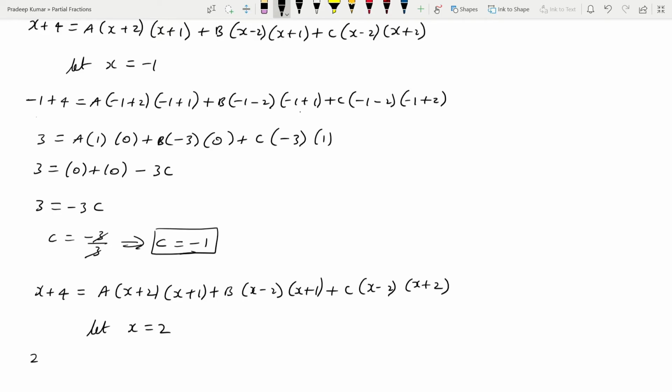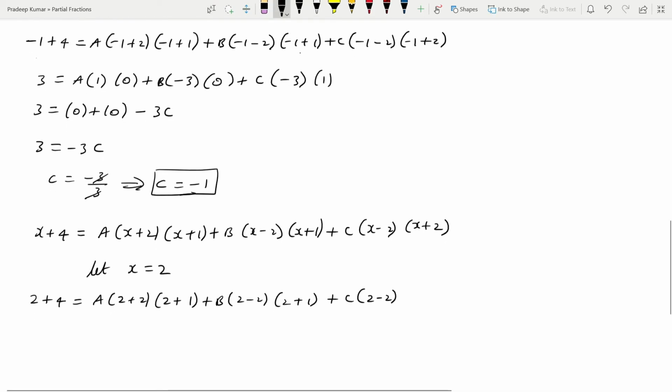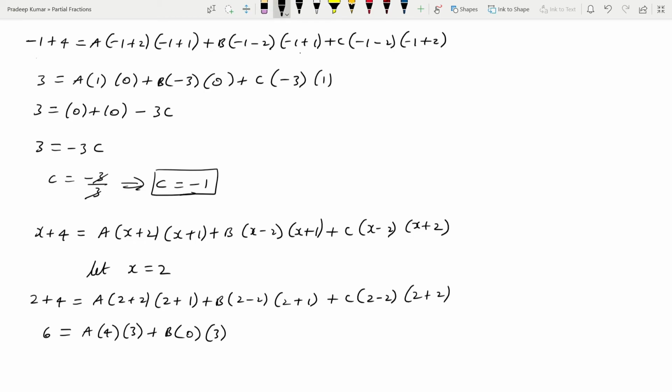So 2 plus 4 is equal to A into 2 plus 2, into 2 plus 1, plus B into 2 minus 2, into 2 plus 1, plus C into 2 minus 2, into 2 plus 2. Alright, so let's solve this forward. 2 plus 4 is nothing but 6. And this is A into 2 plus 2, which is 4, and 2 plus 1 is 3. Plus B into 2 minus 2, this part is becoming 0, and 2 plus 1 is 3. Plus C into 2 minus 2 is 0, and 2 plus 2 is 4.